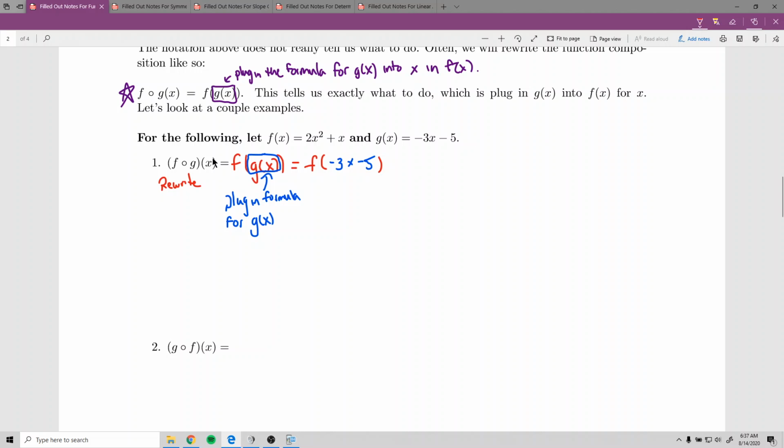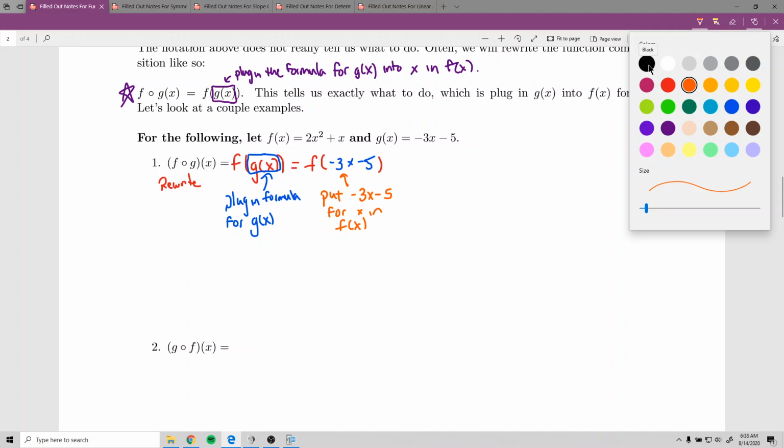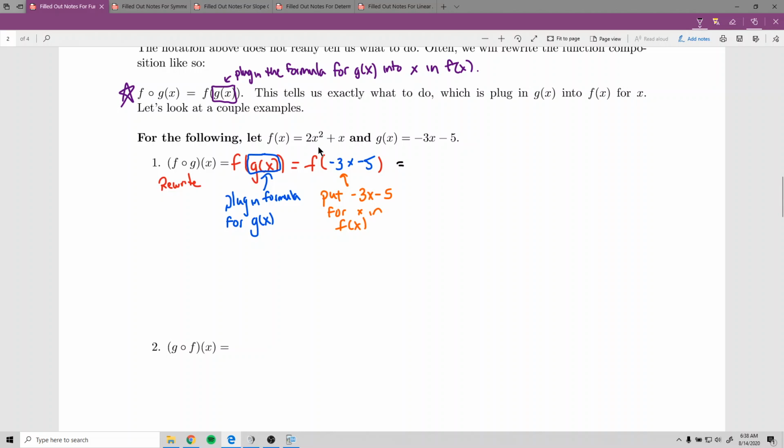Now, even though this is a new idea, this is just something similar to what we've done before. What this is telling us to do is now, everywhere we see x in f of x, we put negative 3x minus 5. So let's go ahead and do that. Our f of x is 2x squared plus x. In place of x, we got negative 3x minus 5. And it's always a good idea just to use parentheses around what you're plugging in for x, whether it's a number or a formula. Then we got plus x, and x is negative 3x minus 5.